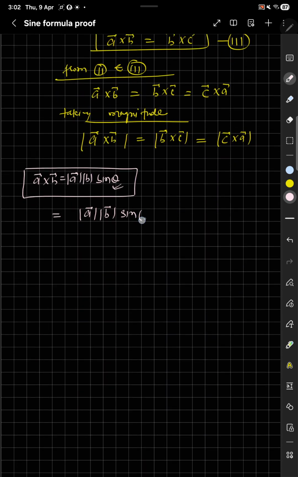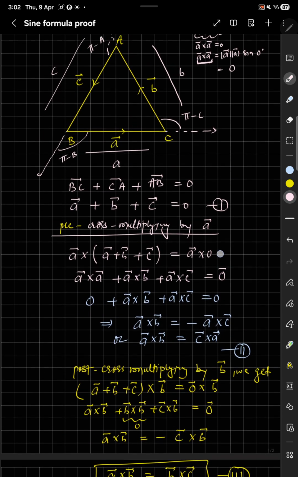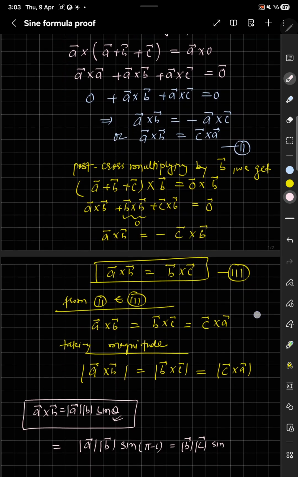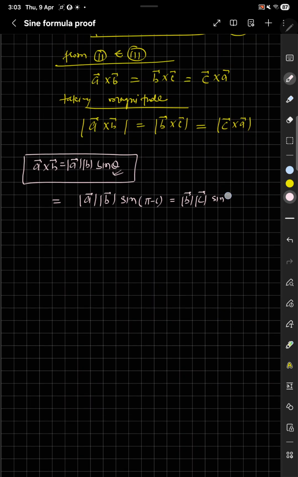Pi minus c. So this is pi minus c is equal to, in a similar manner we will have b mod of c sine. What is the angle between b and c? The angle between b, this is b, and c is pi minus a. Pi minus a is equal to c mod of a sine pi minus b, right?